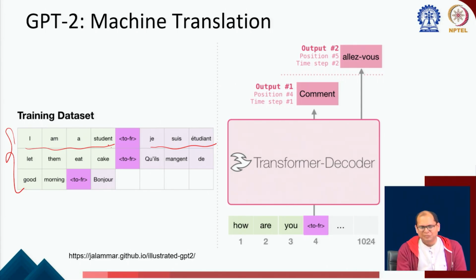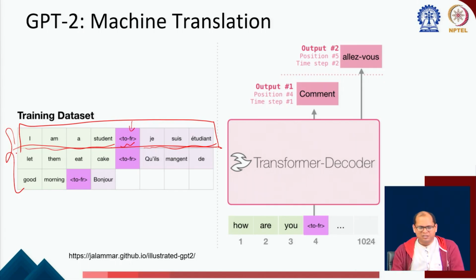I am a student, and then I add a specific token that says I want to translate to French, to FR. It's just a special token, and then the French translation. And I can fine tune the model using this sequence because, with a decoder model, I can compute the next word. I can compute the cross entropy loss for the next word, and I can train it. Specifically, I can start computing the loss after these tokens. When I start generating the translation, only then I compute the loss, right?